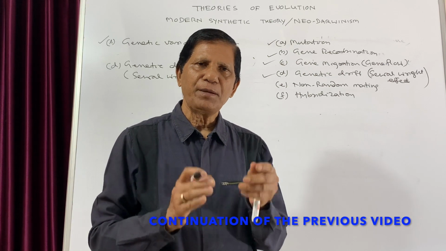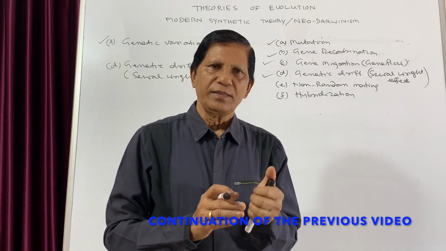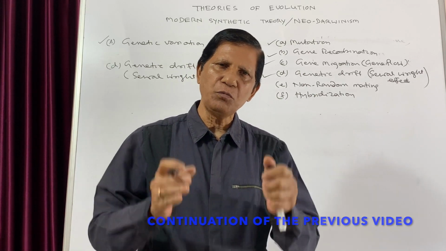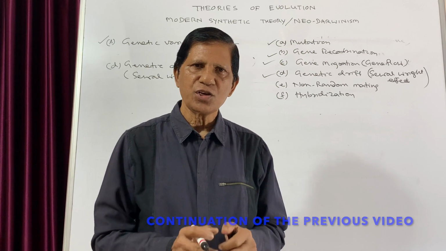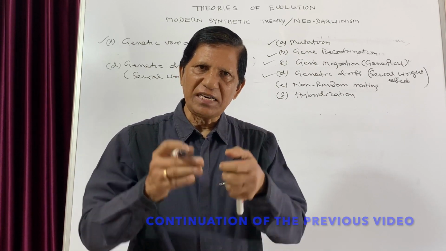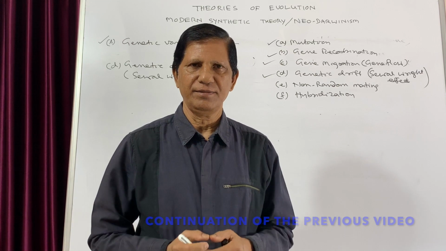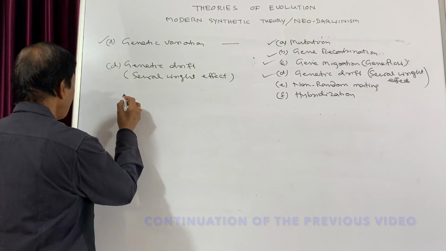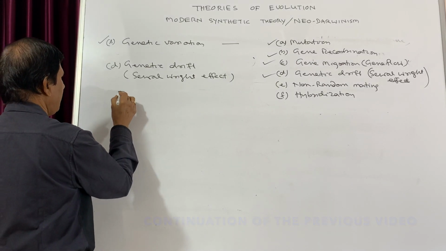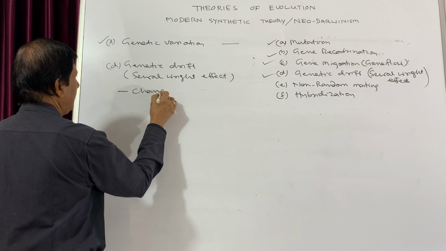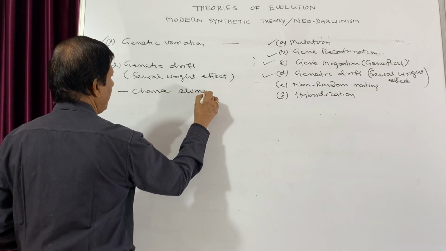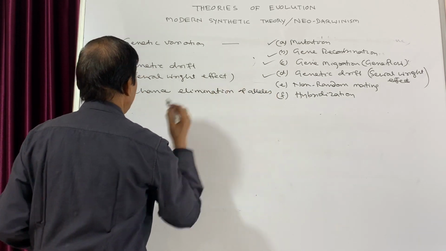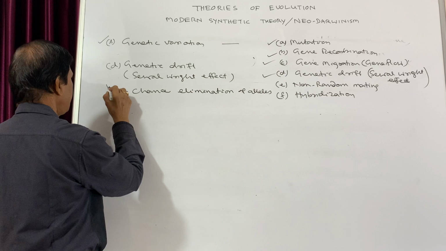If a population moves or migrates due to compulsion, due to force, or some population dies due to some natural calamity, this will alter the allelic frequency. That is the main point here: there is a chance elimination of alleles. Chance elimination, this is a very important point.